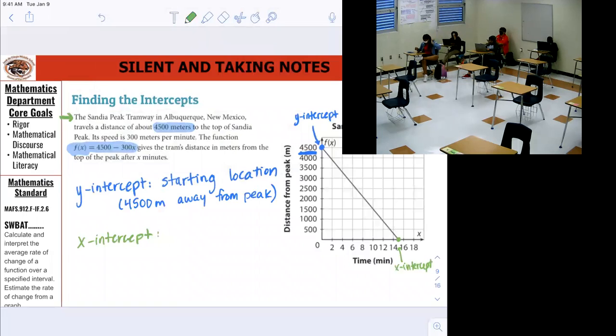So what do you guys think? What does the x-intercept tell me about this situation? The time. Yeah, the time that it takes to do what? To reach the peak. Yeah, to reach the top. Because at the x-intercept, I am 0 meters away from the peak. So that basically means I got to the top of the mountain and it took me 15 minutes. So it's the time it takes to reach the peak. 15 minutes.